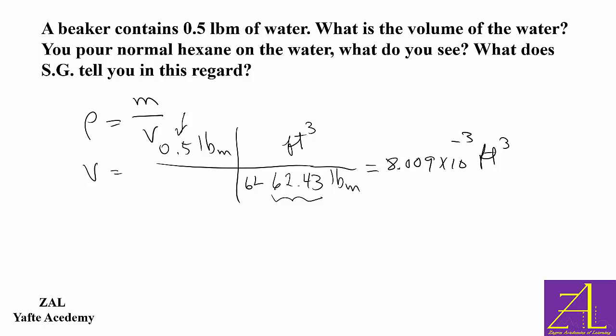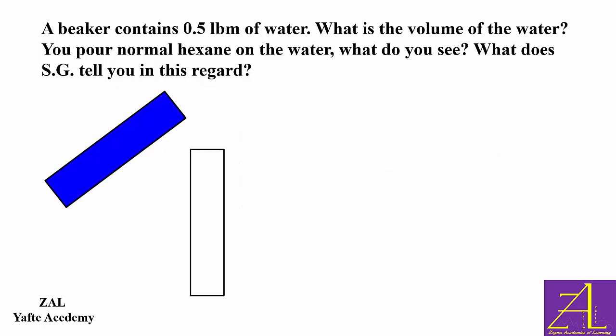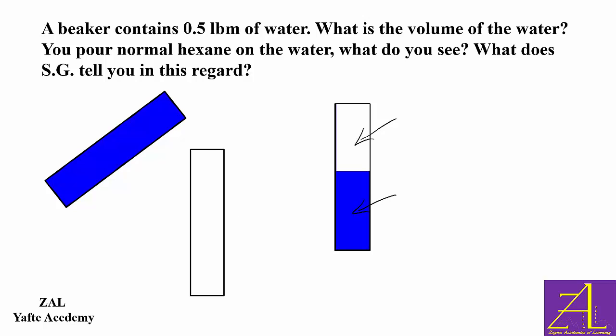Next, we have the question, what does Sg tell you? And for this, we can have an observation. Let's pour normal hexane into a test tube. Suppose that this test tube has normal hexane, and then add water to it. And because normal hexane is a hydrocarbon, water and hydrocarbons don't mix, so they make 2 layers. And in order to differentiate, let's add a blue dye to water, so we have this blue as water. We will see that in the test tube, water goes to the bottom, normal hexane stays at the top.